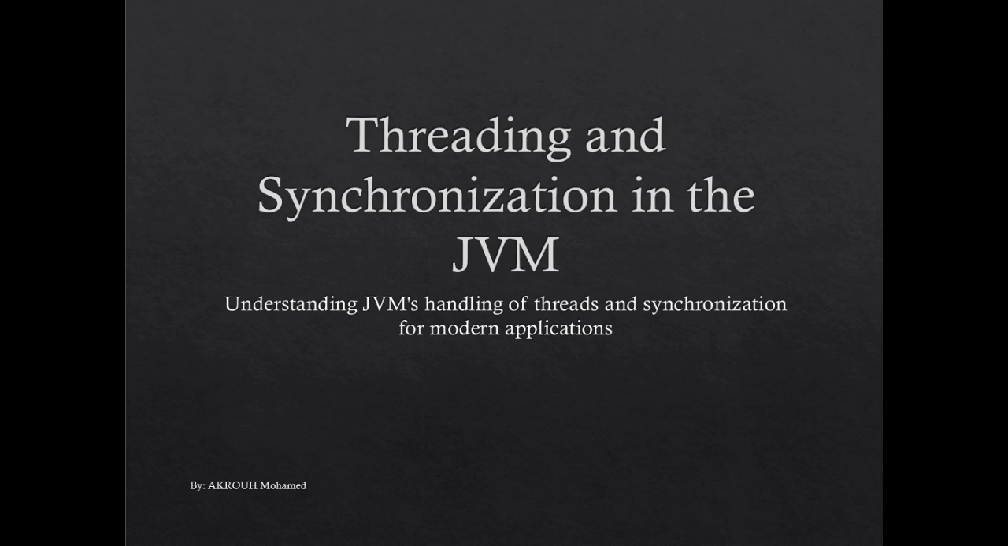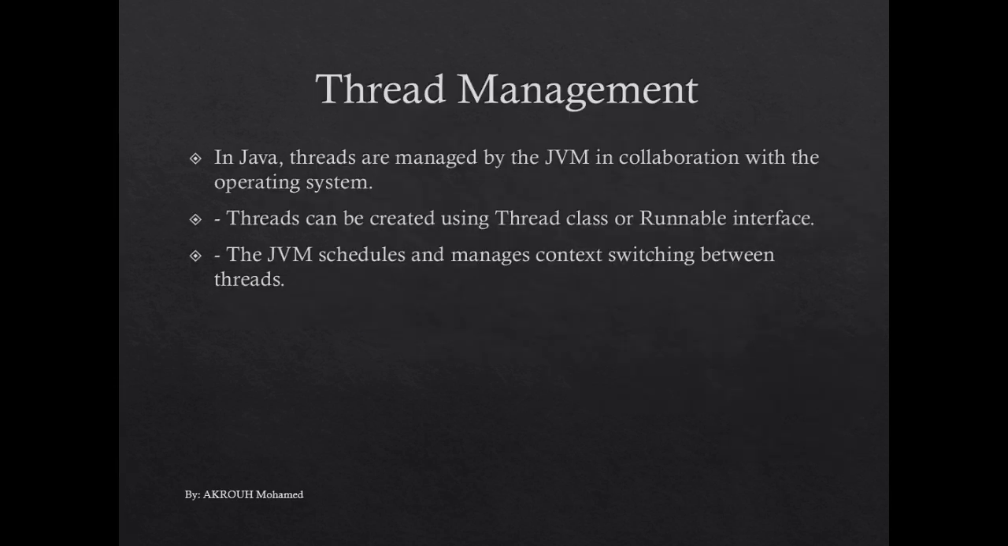As you build scalable systems, understanding how the JVM handles threading and synchronization will enable you to write efficient, thread-safe code for modern applications. Java's threading model supports concurrent programming, which allows multiple threads to run simultaneously, sharing resources while maintaining consistency. The JVM manages threads through the operating system, and Java provides tools for creating, managing, and synchronizing these threads to ensure safe execution.